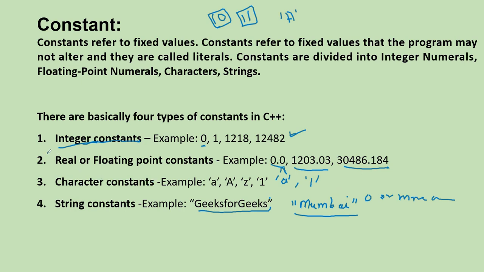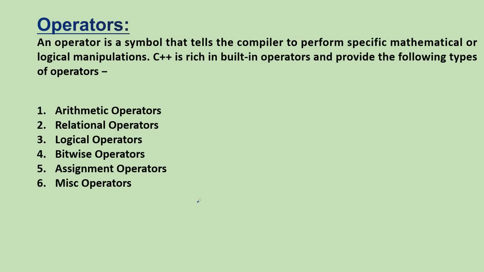In this way, constants are there. Integer constant: all numbers without decimal point. Real or floating point constant: all numbers with decimal point. Character constants: characters or numbers enclosed in single quotation marks. And string constant: a combination of characters, either 0 characters or more than 0. Next one, operators.